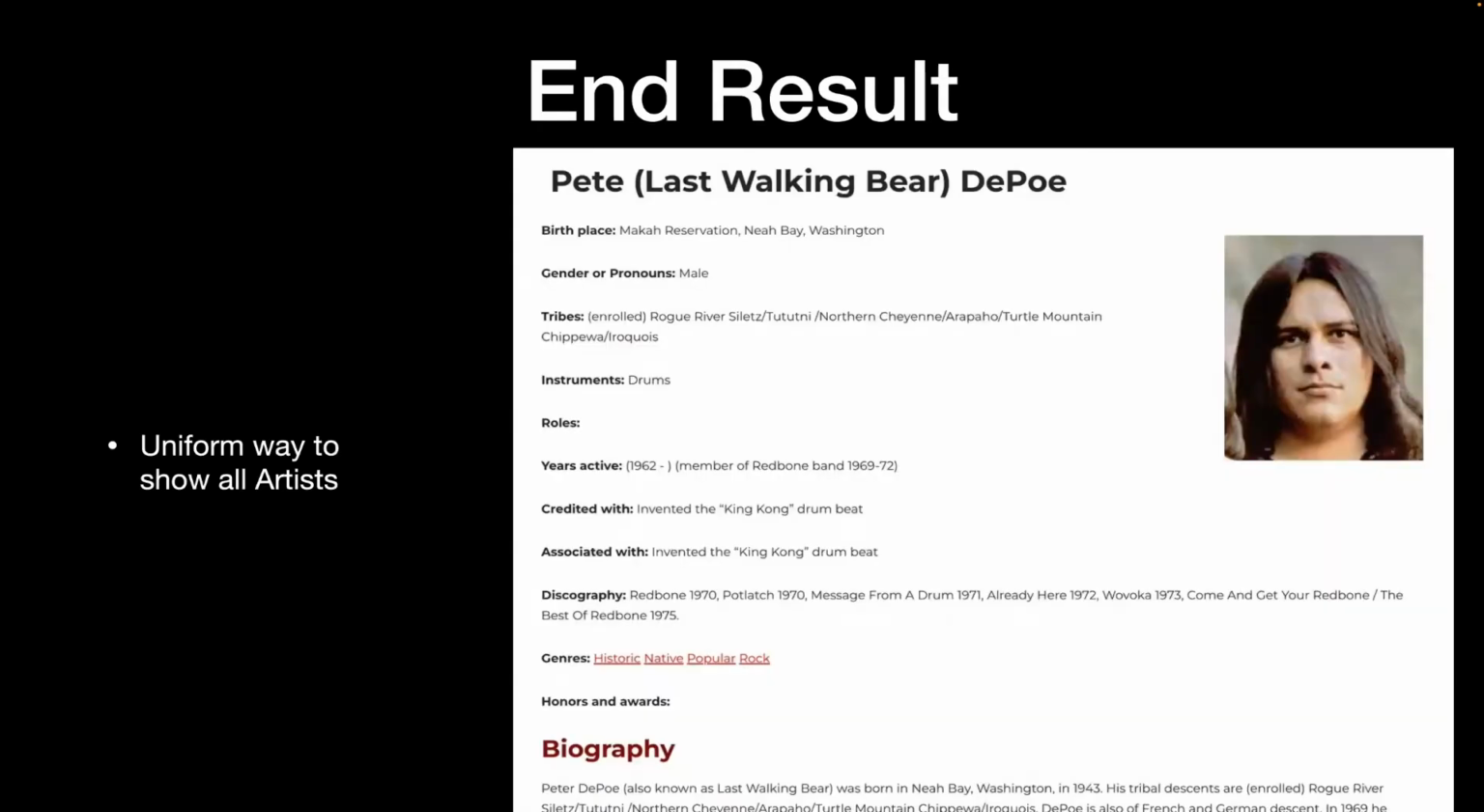So what does the artist page look like? I included a page here, and this is an artist, and you'll see several of the next screens are all the same page. They have dozens of pieces of information that they want associated with every artist. So you get the birthplace, the gender, tribes, instruments, roles, genres, and the biography of the artist.